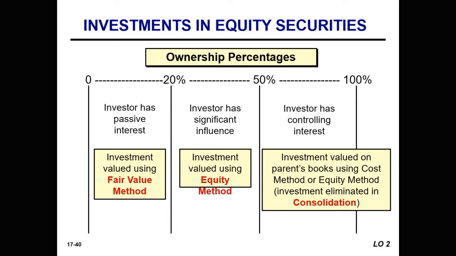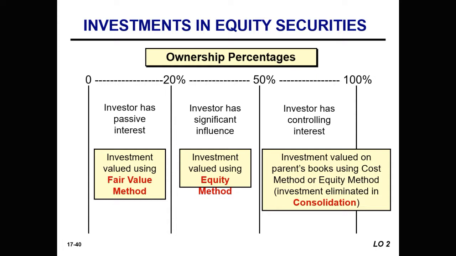If an investor has less than 20% of the voting stock in the other corporation, then we use what's called the fair value method. You've already seen that demonstrated with bonds. It's deemed that the investor has a passive interest. There's not a whole lot they can do to influence the other corporation.